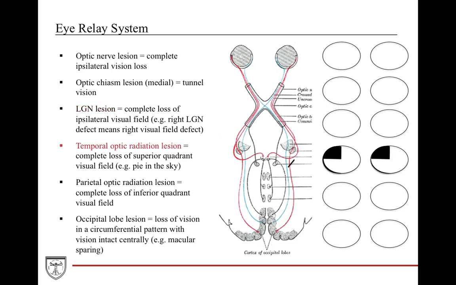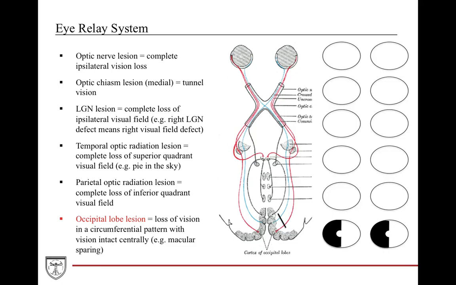If you get a temporal optic radiation lesion, so this is where remember the radiations can either go temporally or they can go up in the parietal area. If it goes temporally, you're going to get loss of superior quadrant visual field. It's quote unquote called the pie in the sky defect. So if you see a pie in the sky defect, temporal. If you get, I guess, pie in the floor, but it's really not, it's a parietal optic radiation lesion. So temporal, pie in the sky. Parietal, down below.